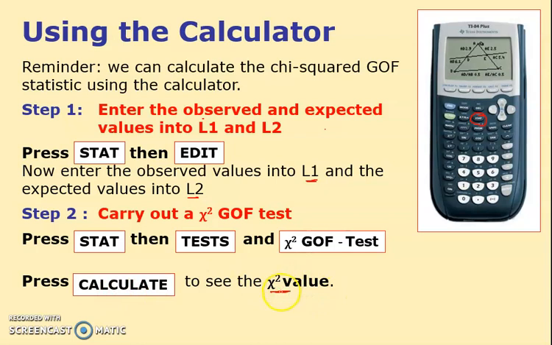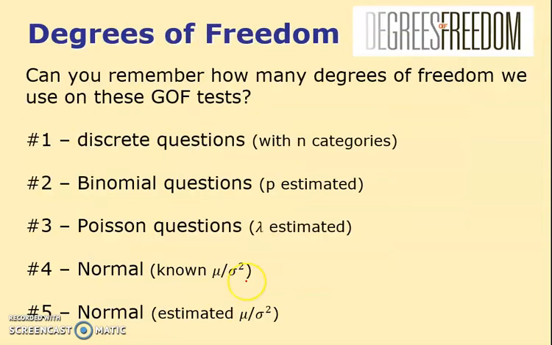Now, on the face of it, that's enough. But you need to make sure you also get out of the calculator the chi-squared expected values. So if you don't get the expected values, you'll be in trouble.